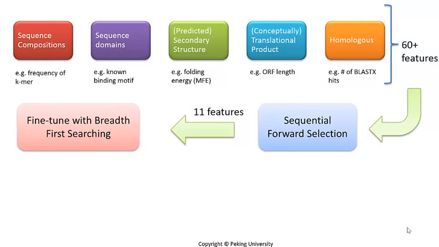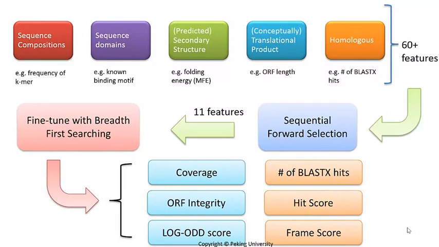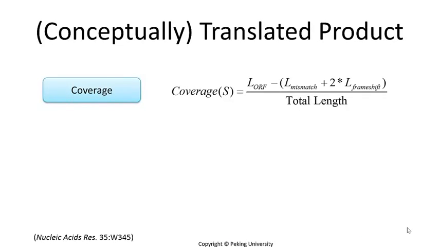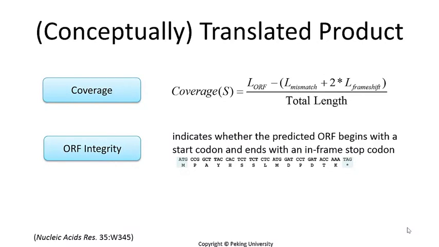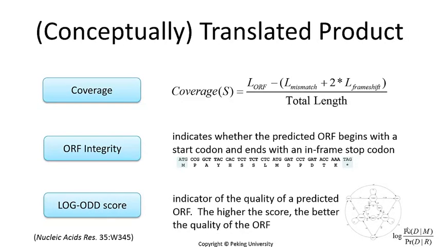For the final 6 features, 3 of them are the ORF open reading frame of the RNA sequence predicted by the probability model, wherein coverage is the length ratio of the predicted ORF and the entire RNA sequence. ORF integrity means whether the predicted ORF is complete or not. Log-odd score is to assess the reliability of the prediction. The higher the scores are, the more reliable the predicted ORF is.